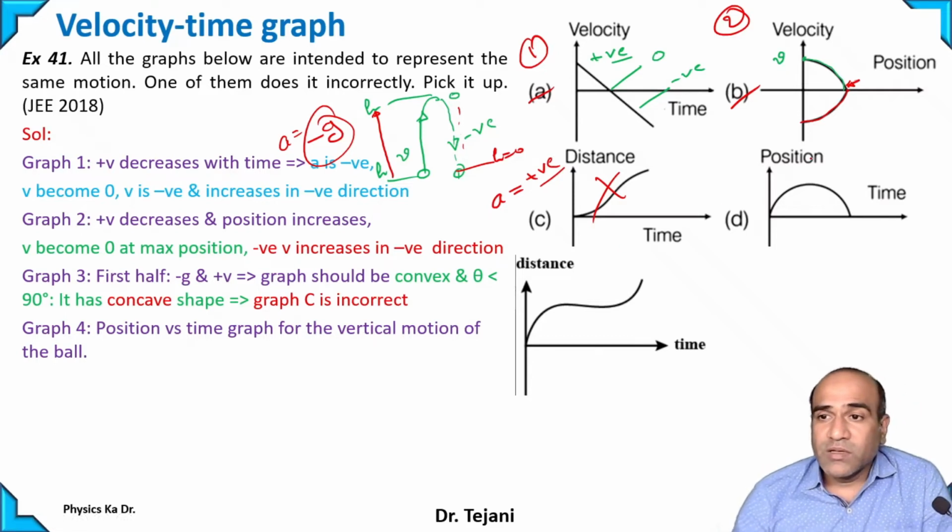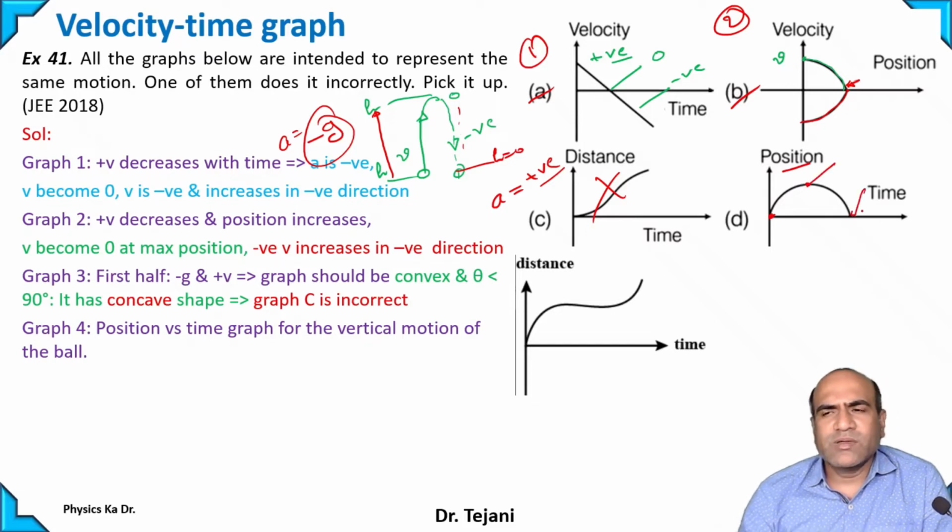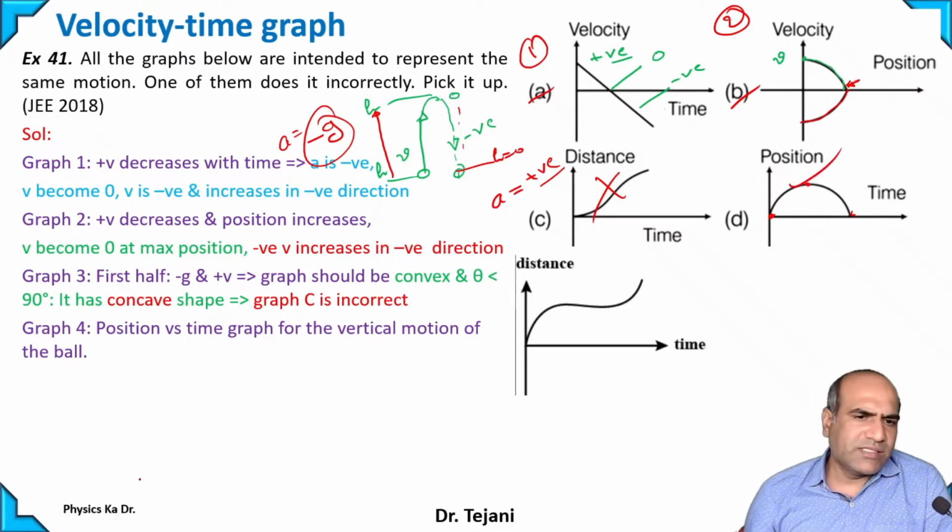The distance, of course, initially starts from 0 with time, going to the top position. It reaches the top position at time 0 and then it goes back to 0 after some time. Yes, it is correct. It is correct. So only C is wrong.